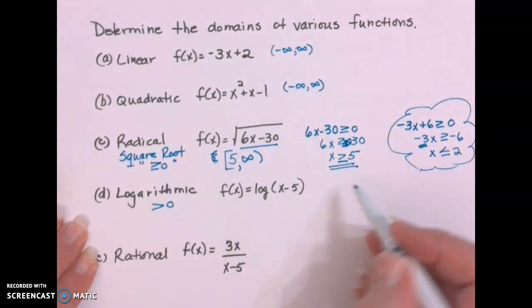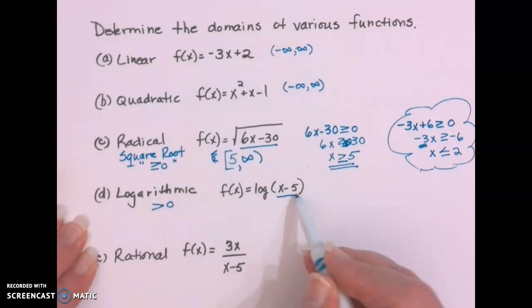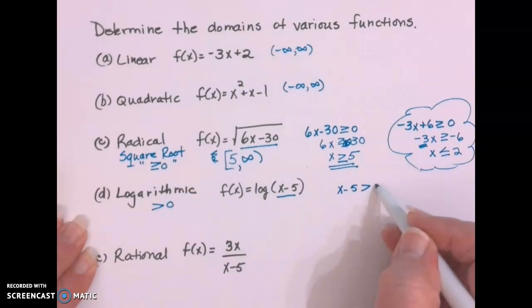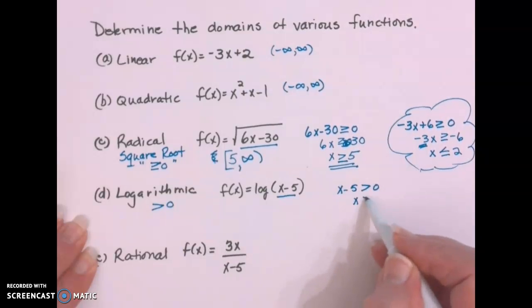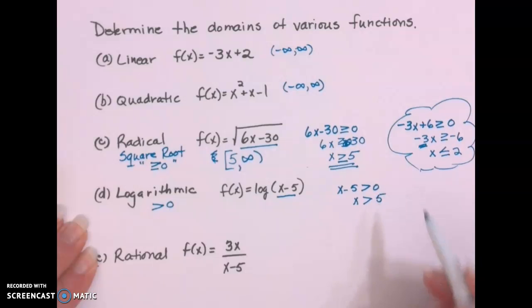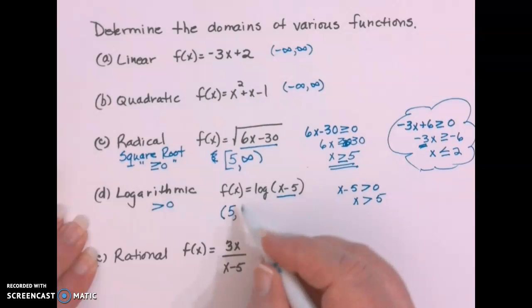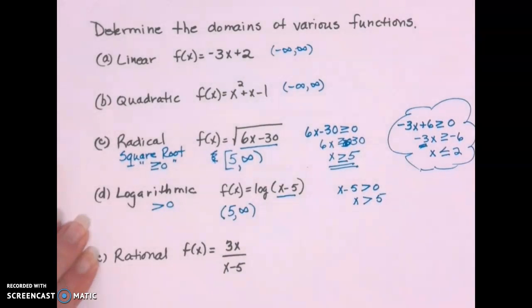So our argument here is whatever the log is being taken of. We have x minus 5 is greater than 0, or x is strictly greater than a positive 5. So our domain on the logarithmic function will have a parenthesis because the 5 is not included. You can't take the log of 0, and that will go to infinity. And then lastly, we have a rational function.